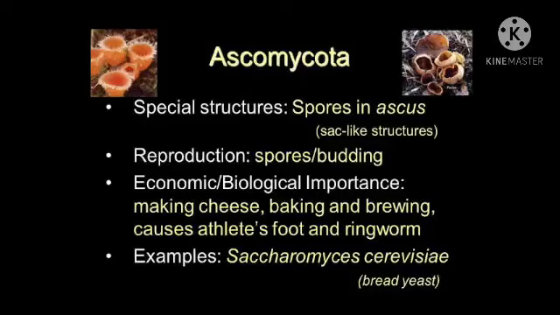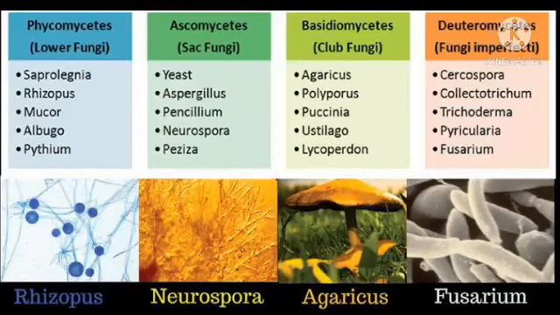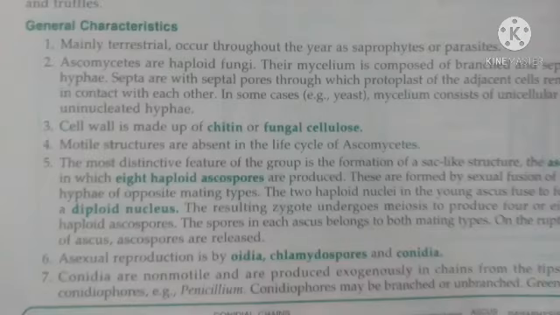So, dear students, today we will study about Ascomycetes, which is also known as sac fungi. Ascomycetes is a large group with more than 30,000 species known. And this Ascomycetes includes diverse forms such as yeast, pink mold, brown mold, and other edible morels and truffles.